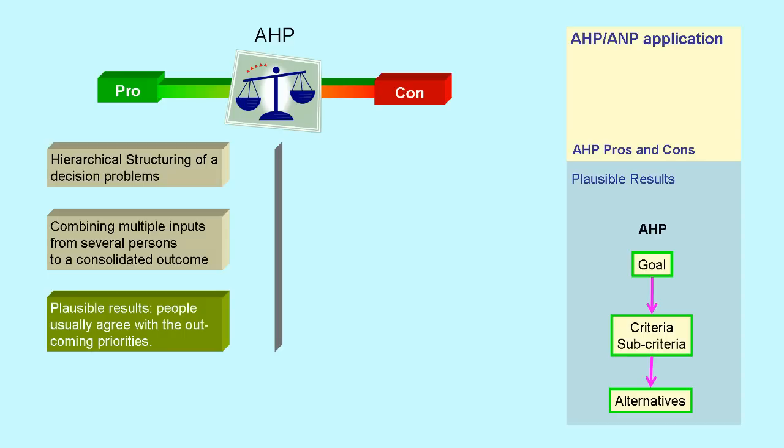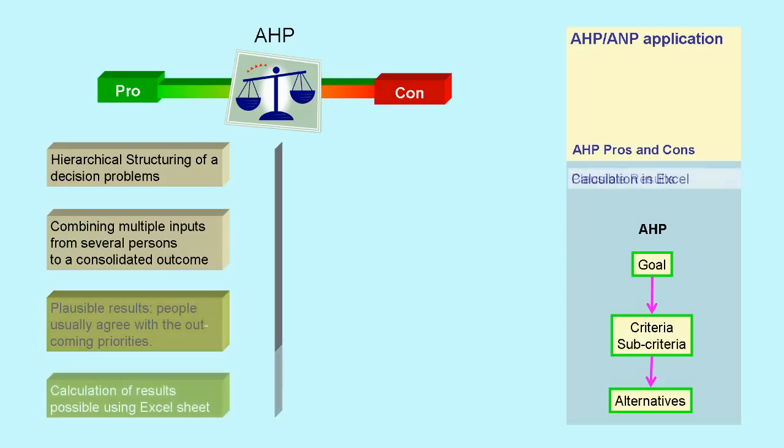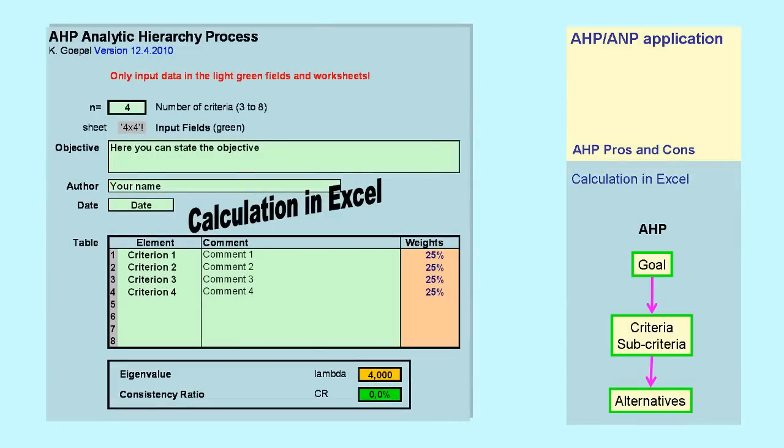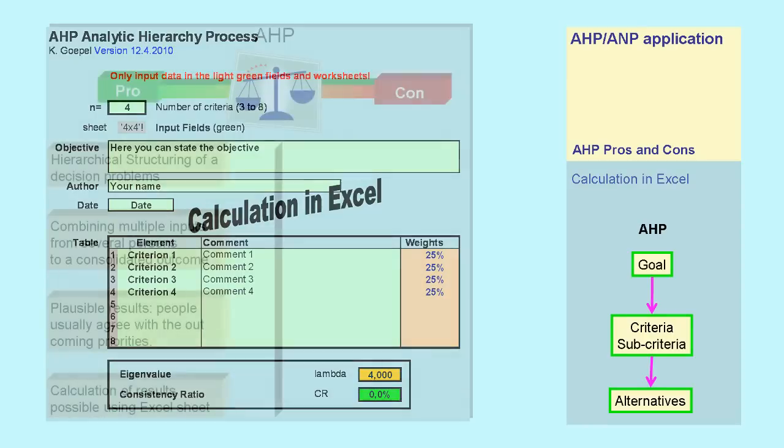A further advantage of AHP is the possibility to handle all calculations with a spreadsheet program as, for example, Excel. Once you have a template ready, it can be used for all kind of decision problems with different number of criteria. A ready-to-use Excel template is available from the author. It can handle up to 8 criteria.